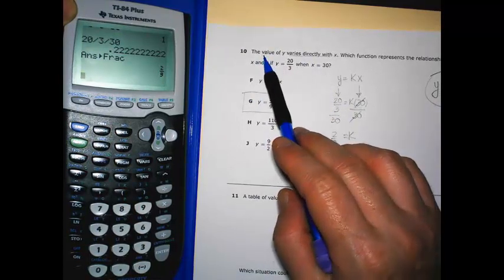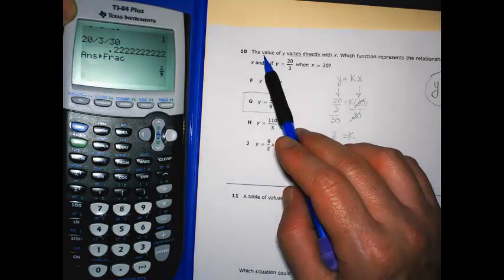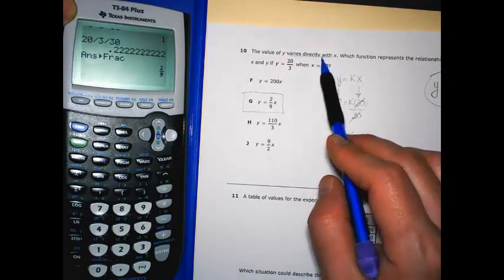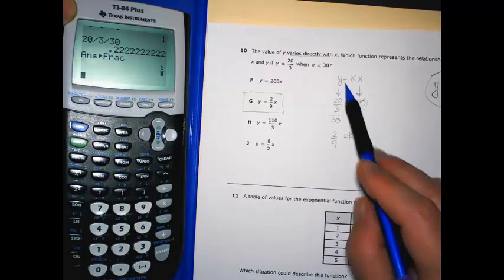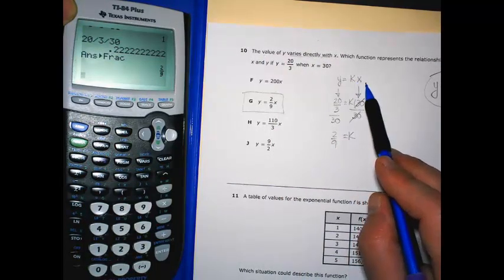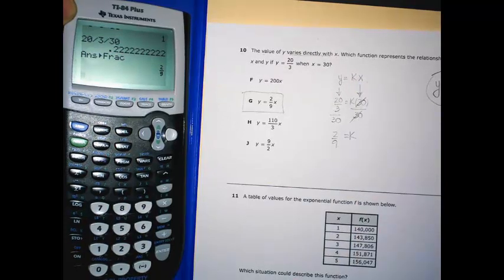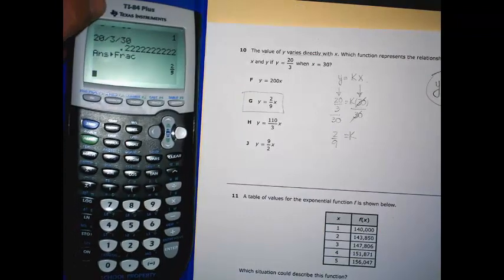So if you ever see the words varies directly with x, that means you're going to have y equals k times x, and you're looking for the letter k. All right? Very good.